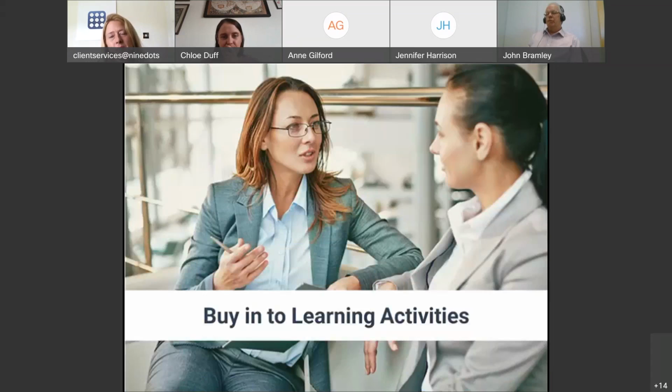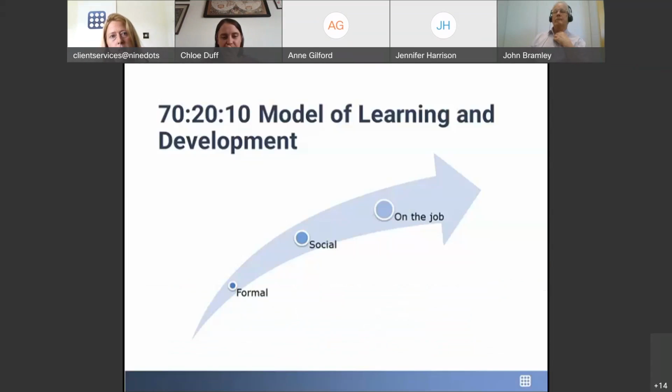Okay, then. So this buy-in to these learning activities, then. So we know what the gaps are. We know what their learning preferences are. So what we need to think about now is the actual activities we can use to close those gaps. And the theory behind this is the 70-20-10 model of learning and development. Has anybody heard of that before? It's really fascinating because it's how the world is changing. Especially with apprenticeships now, it's a lot about on-the-job learning.